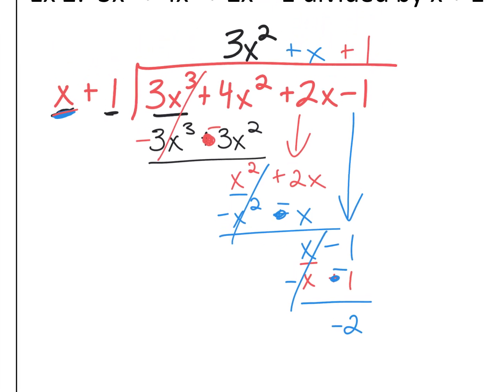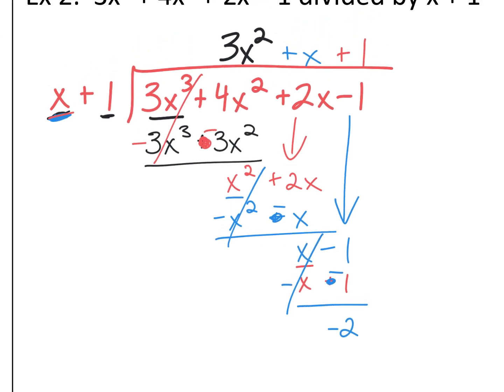Negative 2. Watch your signs. Is x plus 1 a factor of that polynomial? No. It has a remainder that's not 0. Are we clear on this? So we don't have to write the whole problem? Not when it's just asking you a yes or no question.